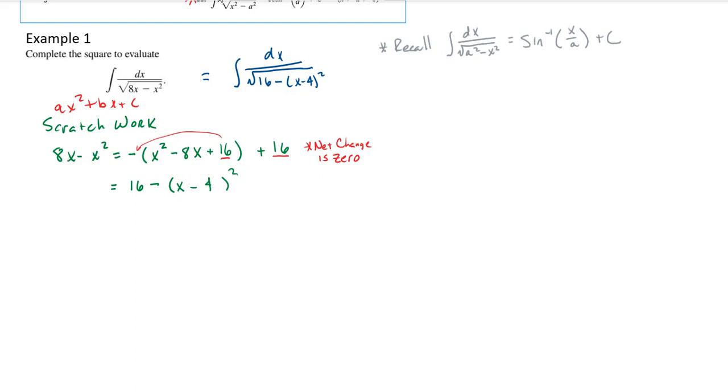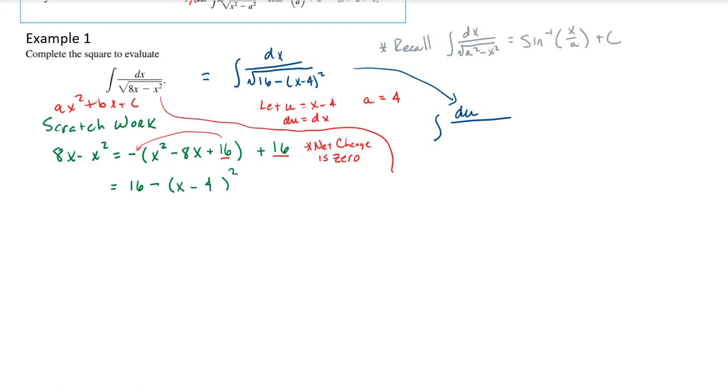So that means that I can do a substitution here, and we're going to let u be equal to x minus 4. So what is du equal to? Just dx. What is a going to be equal to in this formula right here? A is going to be equal to 4. All of this to the left is my scratch work. Over here then, that's going to give us the integral of du over the square root of 4 squared minus u squared, which is equal to sine inverse of u over 4 plus c.